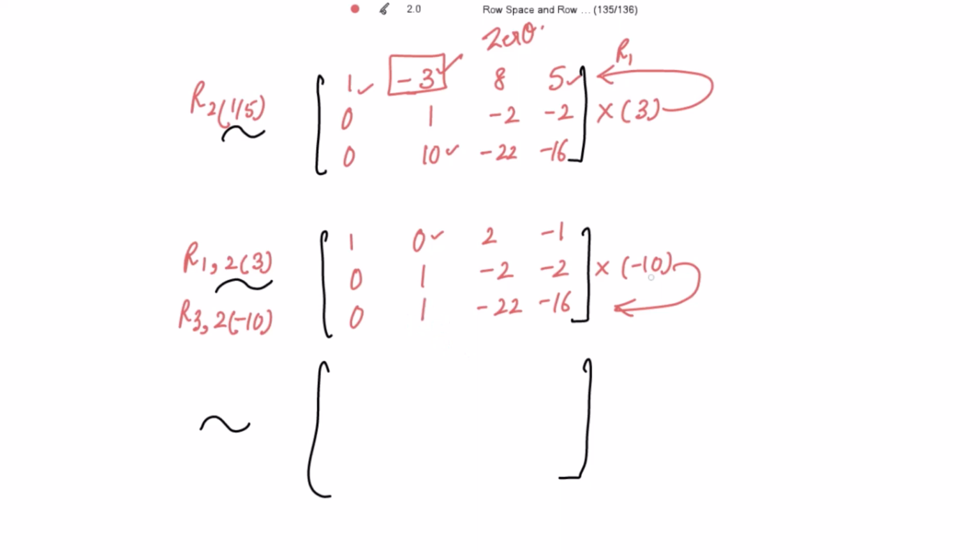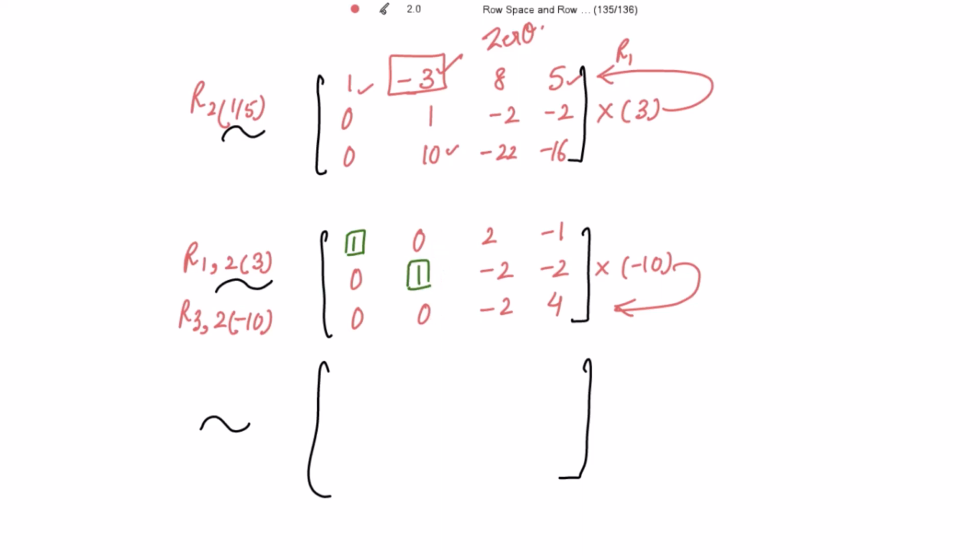Minus 2 is multiplied with minus 10, we get 20, and adding this to minus 22 we get minus 2. Minus 2 is multiplied with minus 10, we get 20, and adding this to minus 16 we get 4. Right? So now I get 0 over here also. So this is your leading entry for the second non-zero row.